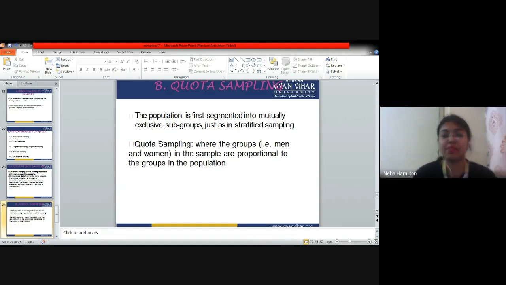If you have a specific type of religion, for example, you belong to a minority, so you cannot. If you are a Christian, you cannot become a Muslim. If you are a Muslim, you cannot become a Sikh. So these groups that we make are mutually exclusive. There is no merging area in these groups, right? So that is called quota sampling.